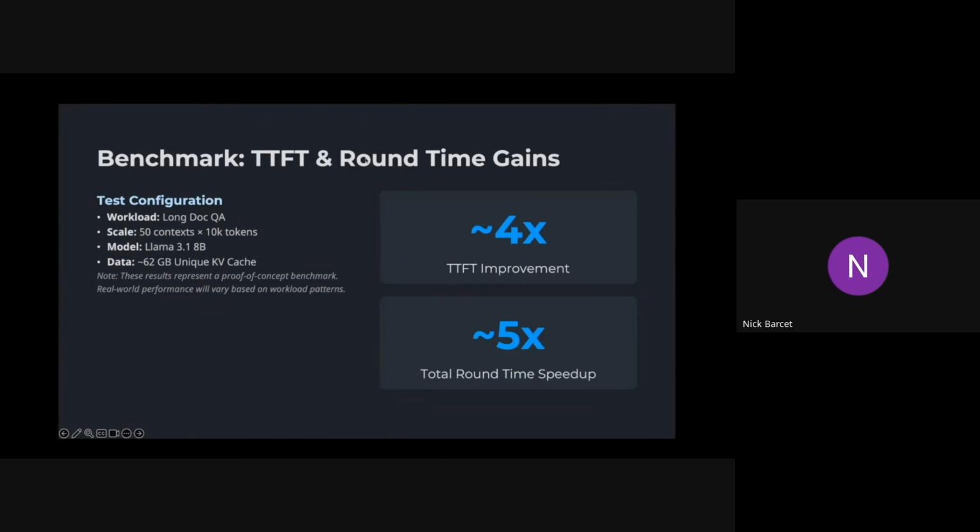The results are impressive. TTFT reduced by 4 times. The total runtime reduced by 5 times. This confirms that for reuse-rich scenarios, P2P sharing is highly effective. Real-world gains will depend on your specific traffic patterns.